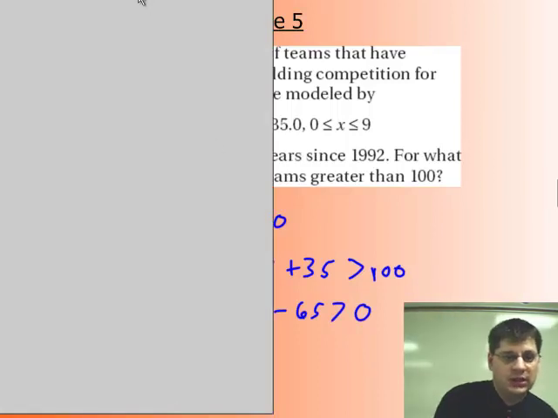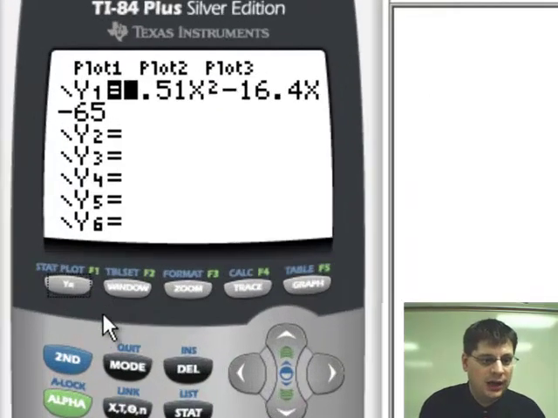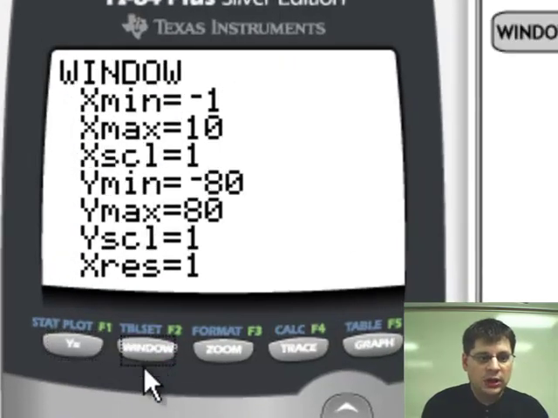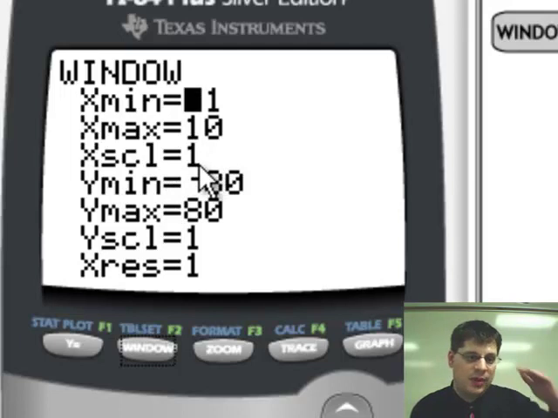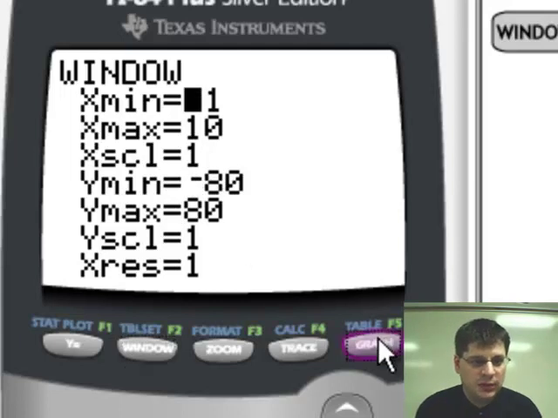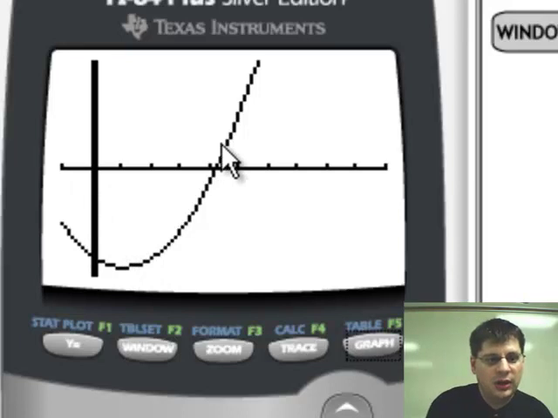I've put this in the calculator, and I've adjusted my window so that my x min is -1, my x max is 10, and my y min is -80, and my y max is 80. And that gives me a pretty good graph. I don't really care about negative x values, and this shows me the curvature of the graph.